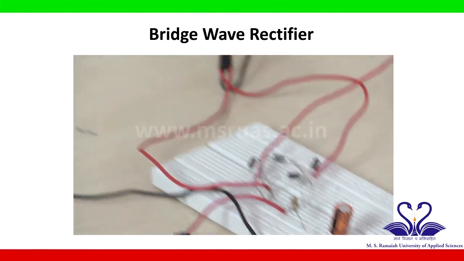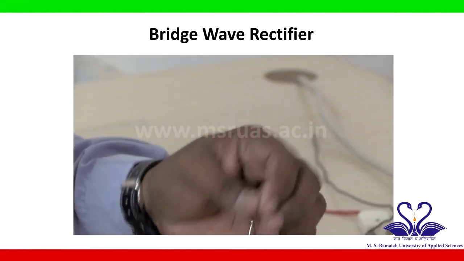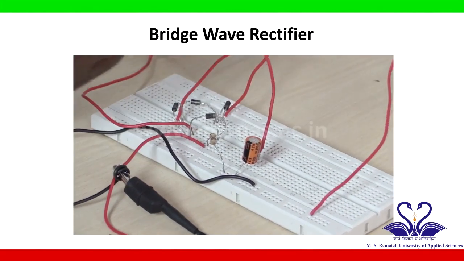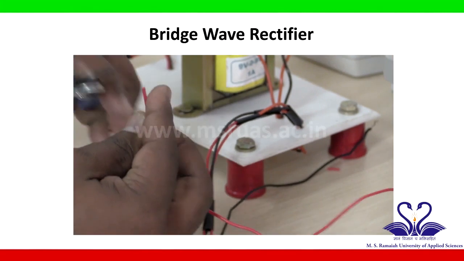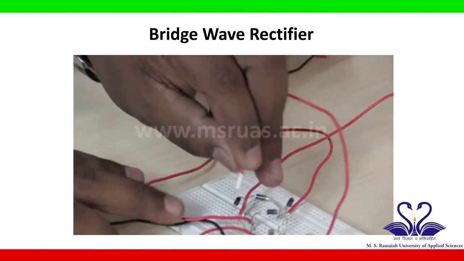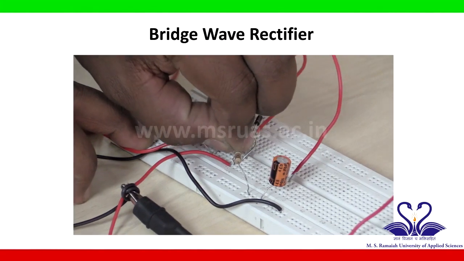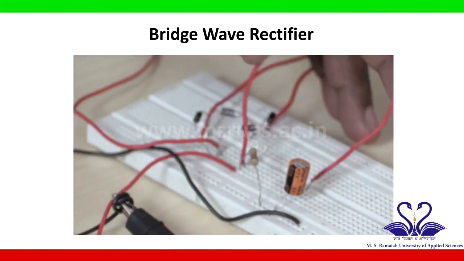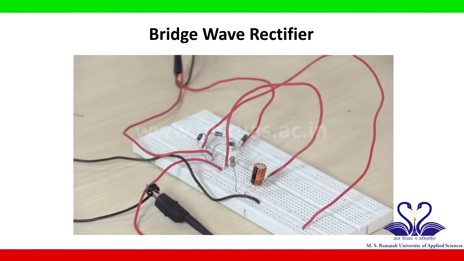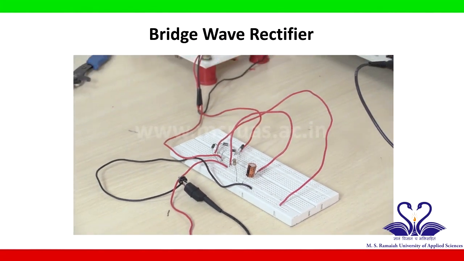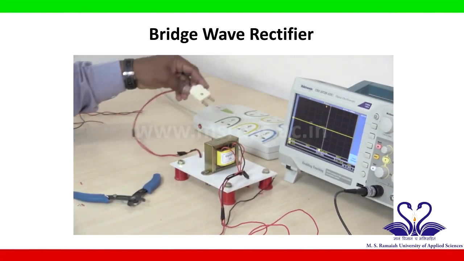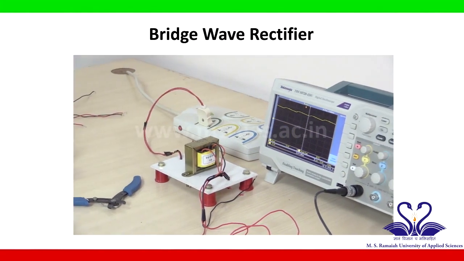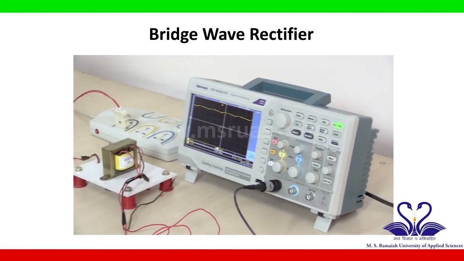And I will take a wire. This end I want to connect to this point of the resistor. So I take a wire and connect through the wire. So this end is connected to the resistor, this terminal. Now we are done with the circuit connection of a bridge wave rectifier with capacitor filter. Now connect the main supply, turn on the main supply, and again give an auto set.